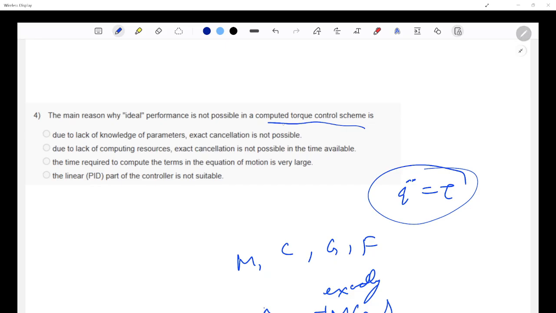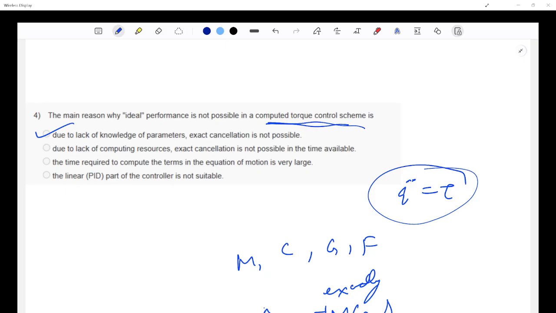not possible in CTC scheme is due to lack of knowledge of parameters. Exact cancellation is not possible. This is the fundamental reason. Computed torque control works perfectly only if the model is exact, which is never true in practice. Okay, therefore we have tracking error.